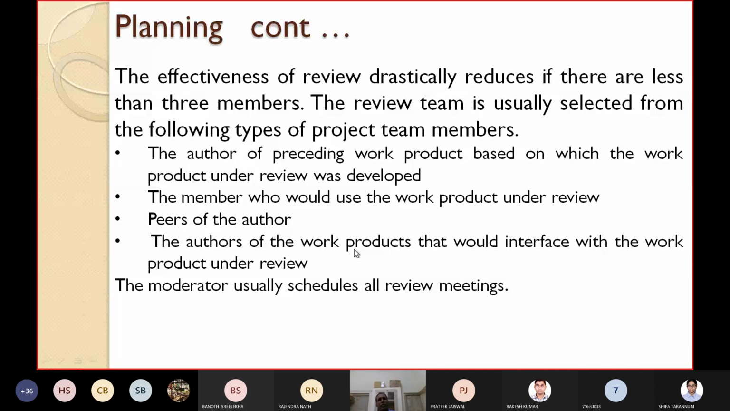And the moderator usually schedules all the review meetings. Somebody should convene the meetings. Who will convene? The moderator normally convenes all the review meetings. Like this, all other steps, please read yourself.